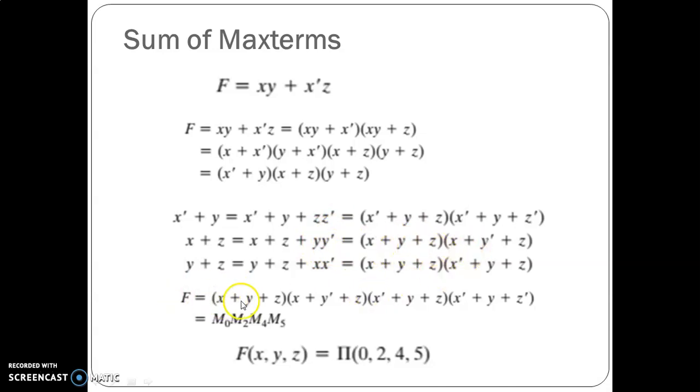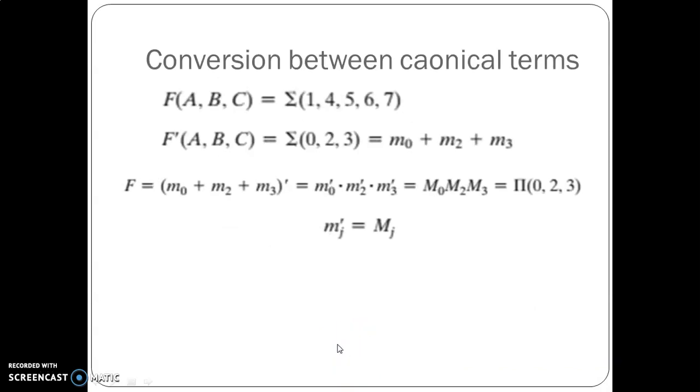So the function F will now be expressed as a product of maxterms. This corresponds to M0, M2, M4, M5. So this can be represented as pi of 0, 2, 4, 5. So this is expressed in maxterms. This represents the product term of the function.